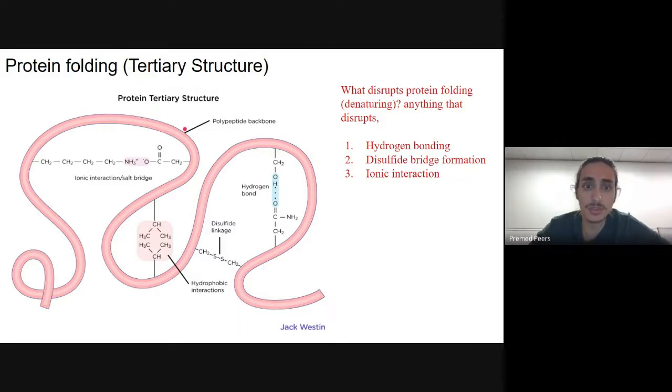All right, so this is the tertiary structure that I talked about, and it's just resembling the type of bonds we just mentioned. We have ionic interactions, we have hydrophobic interactions, we have disulfide linkages, which is covalent, and we have the hydrogen bonding. So if you get a question that is asking what kind of interactions would disturb the tertiary structure or denature the protein, the answer is going to be something about disturbing hydrogen bonding, disulfide bridge formation, or ionic interactions.